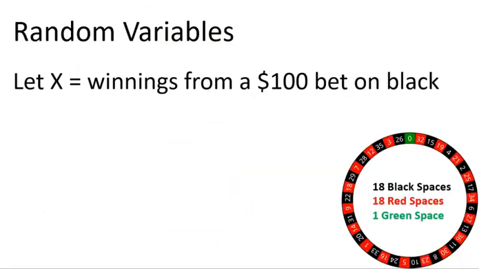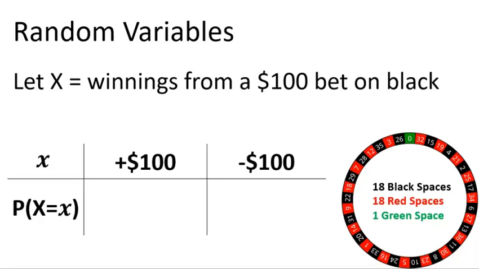To model this situation, we're going to define a random variable, capital X. X is called a random variable because its possible outcomes are determined by chance. Let's let the capital X equal the winnings from a $100 bet on black. There are two possible outcomes for this variable, either winning $100 or losing $100. We model each of these outcomes with a lowercase x as shown in the top table here.